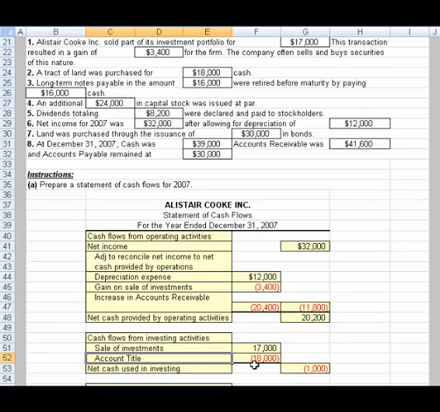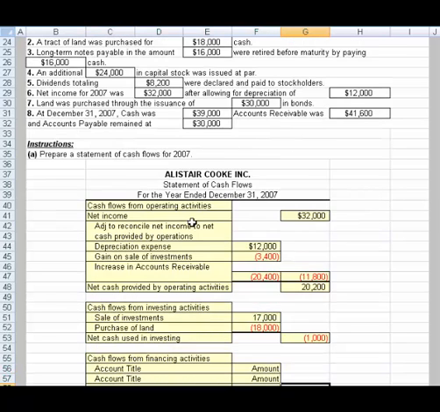And then the next item, it's already filled in for us, was the purchase of the land of $18,000. Tract of land was purchased for $18,000 cash. So that is purchase of land, $18,000, and the formula already dropped in for us. Just sums the two. So we had a $1,000 net outflow from cash flow from used in investing activities. Okay. Let's slide a little bit down.